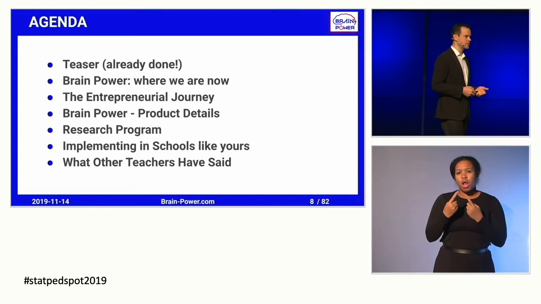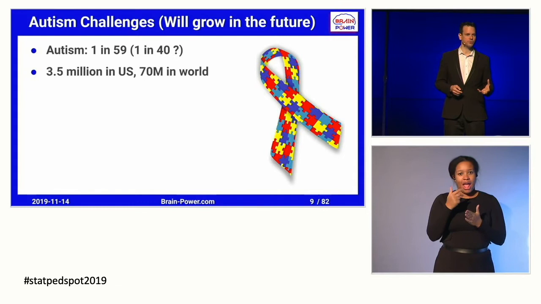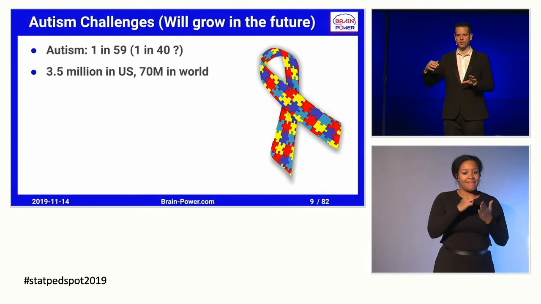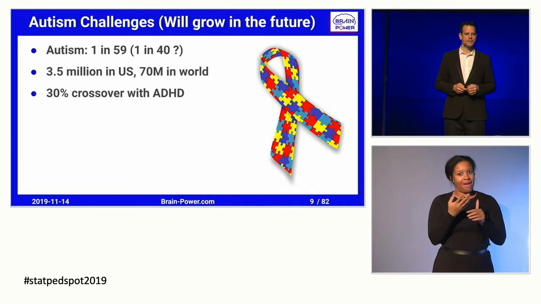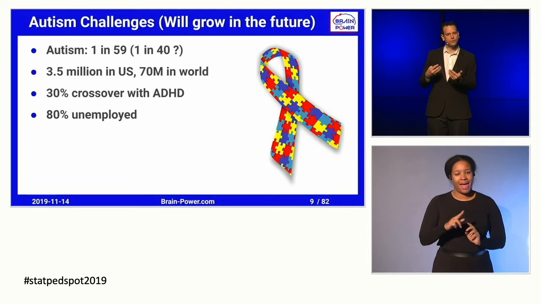So we know that autism is a huge challenge the world over, possibly 3.5 million people in America and 70 million worldwide. When you add in ADHD, which we also partially address, the numbers are enormous. And I think it's important to say, what's the point? What's relevant in terms of what the challenges are with autism? Autism is not a disease, for instance. Autism is a different way of thinking and a different way that your brain could be composed.